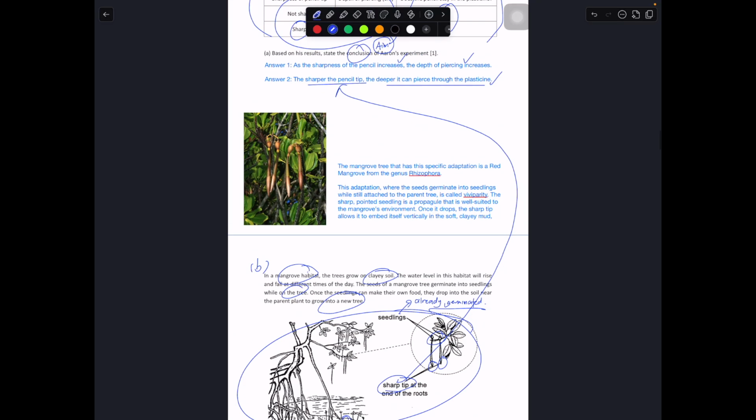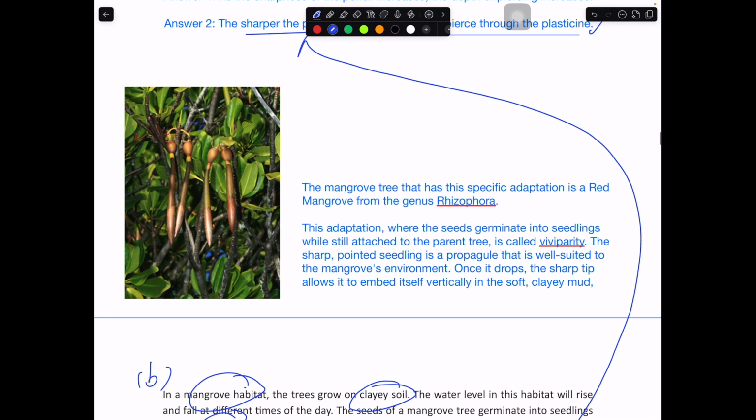Okay, so let us take a look into this. So this is actually a real plant. It's probably from this thing called red mangrove, from the genus called Rhizophora. Basically it has this adaptation where the seedlings will germinate while still on the plant.